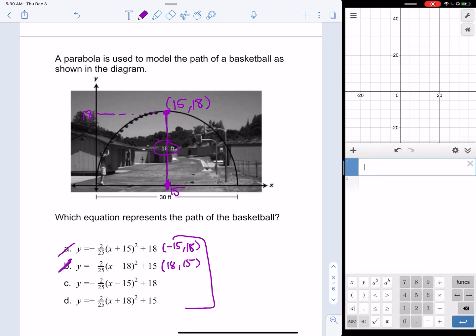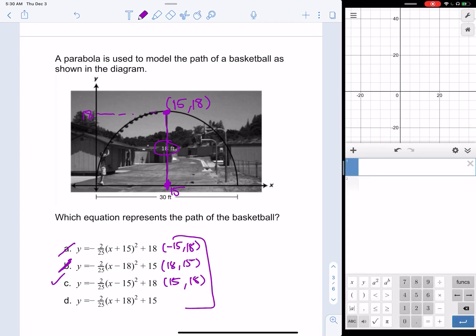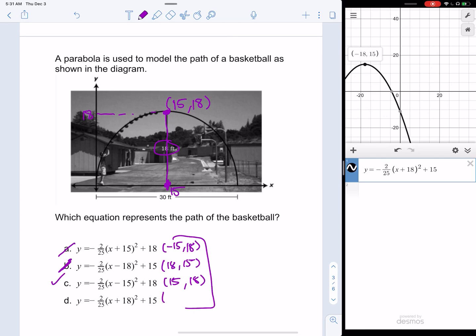So then I'm going to try C. And see how I'm writing my work down everywhere just in case I do make a mistake, because it's possible, y'all. It's possible to make mistakes. So we're going to try C plus 18. And it says 15, 18. Is that the same vertex? Yes. So we're going to put a little check mark. Maybe that's my answer. Maybe. But we're going to try D just in case. Y equals -2 divided by 25, parentheses, x plus 18 squared plus 15. Is that the same vertex? Nope. So my answer would be C.